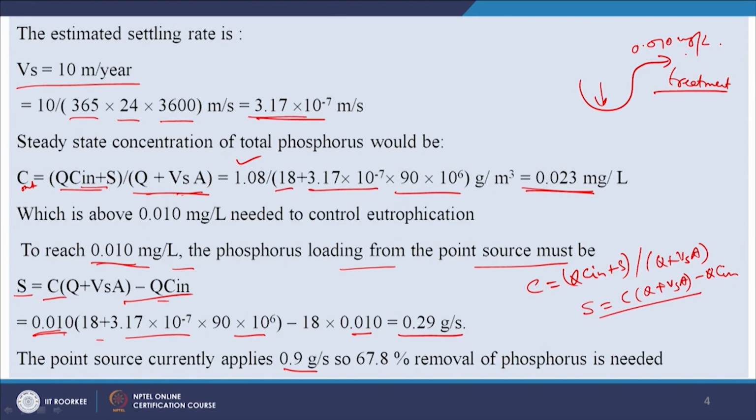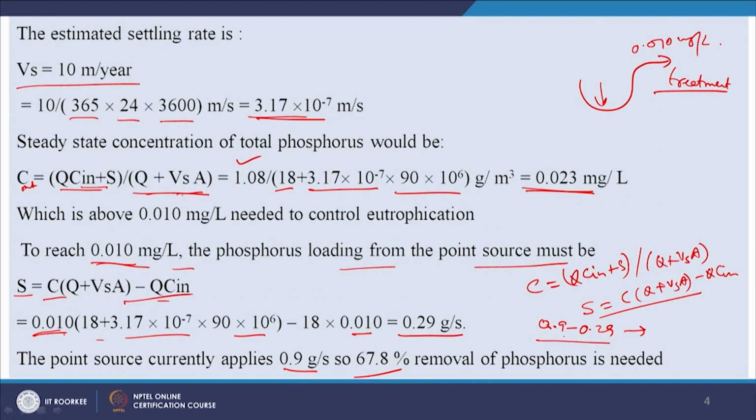Okay. So, what is the requirement for the treatment in the first case? This difference, 0.9 minus 0.29, that has to be removed. Okay. So, that has to be removed by the treatment. Now, what will be the percentage then? If we get the percentage, it is converting to 67.8%.